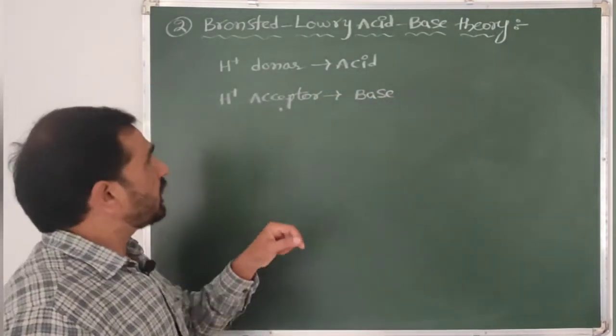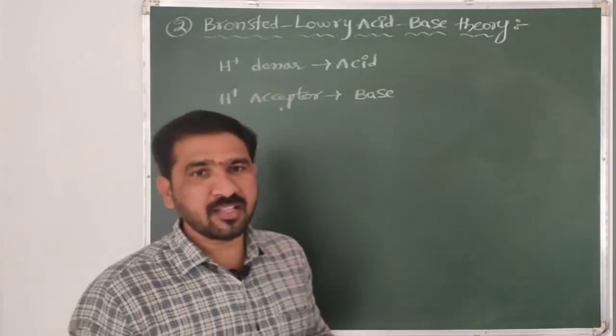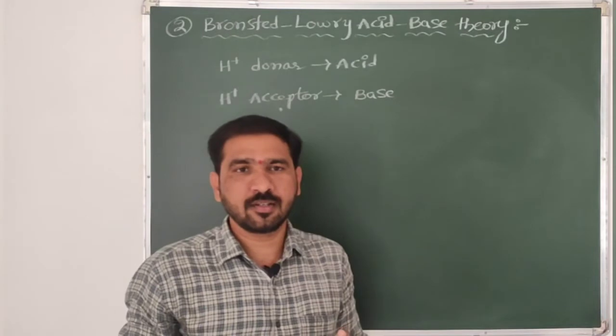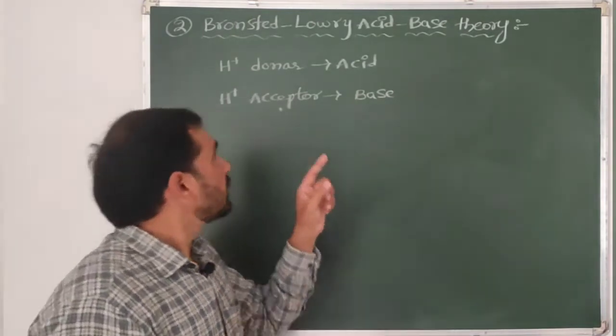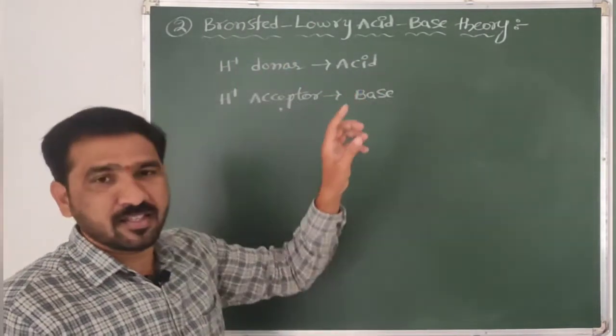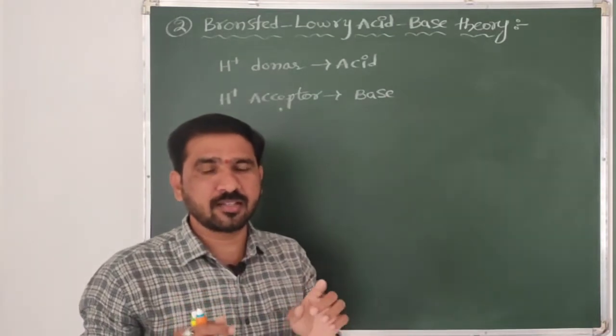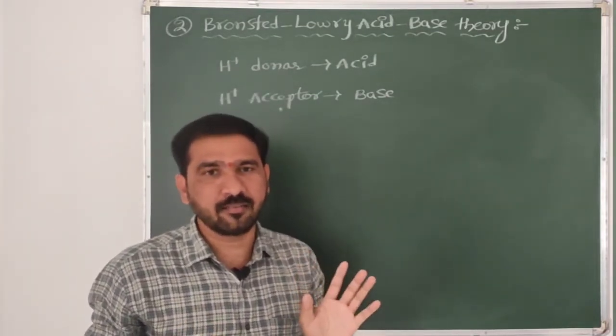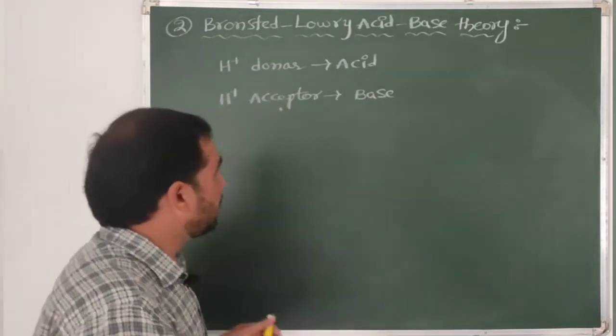So only the proton explains the acidic character of an acid and the basic character of a base. Based on this fact, the Bronsted-Lowry acid base theory is also called the proton theory. Is it clear? Proton theory. Let me discuss some more examples here.